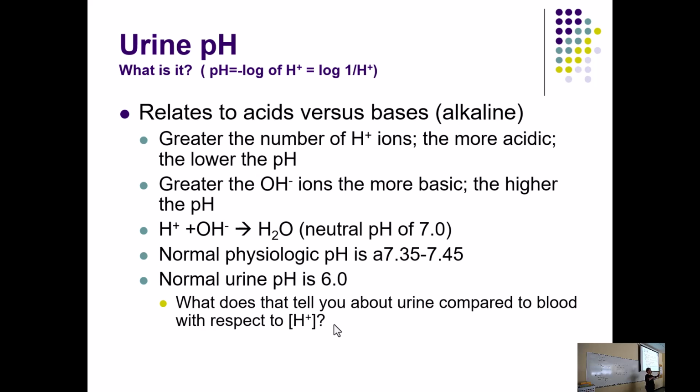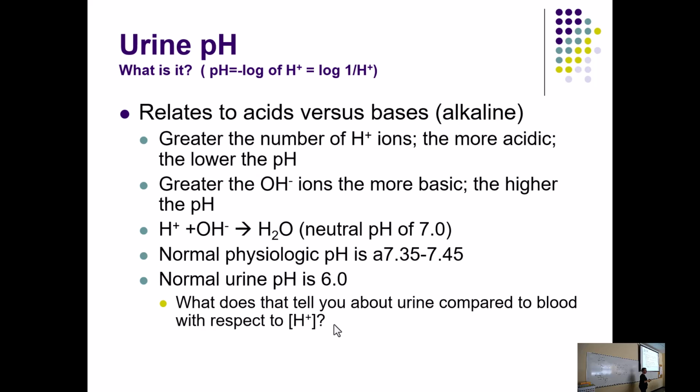Are we dealing with an acidic urine? Are we dealing with a basic urine? What's happening? So the greater amount of hydrogen ions, the more acidic it is, the lower the pH. Right? The higher acidic, the lower the pH. That always throws me off. It seems like it should be backwards. The higher the acidity, the lower the pH. The lower the acidity, the higher the pH. So the greater the hydroxide ions, the more basic, the higher the pH. We add them together, it's a neutral pH of 7.